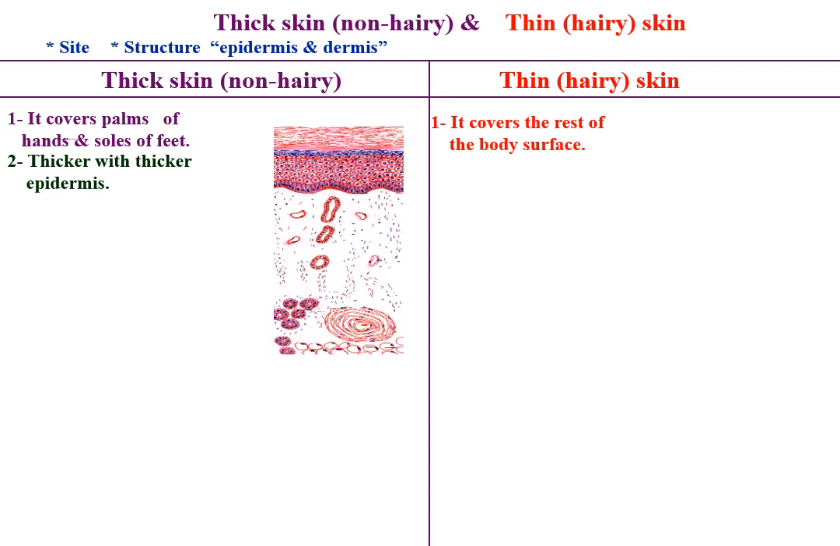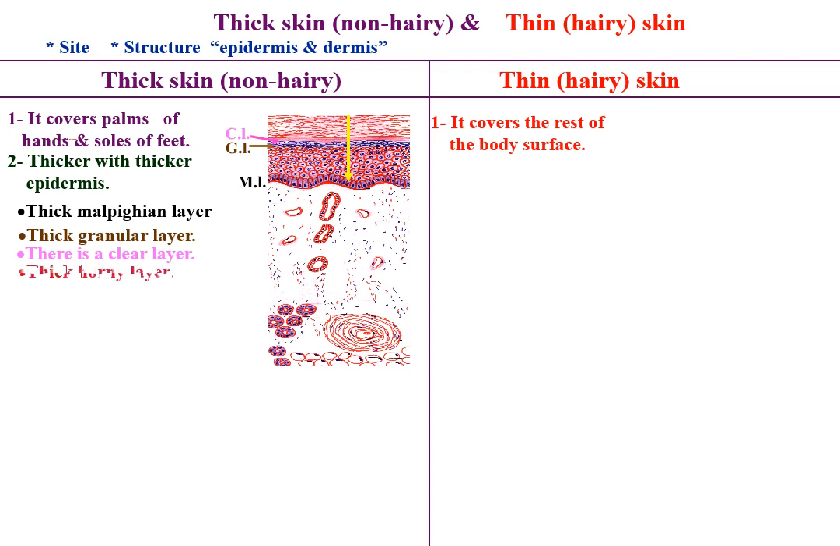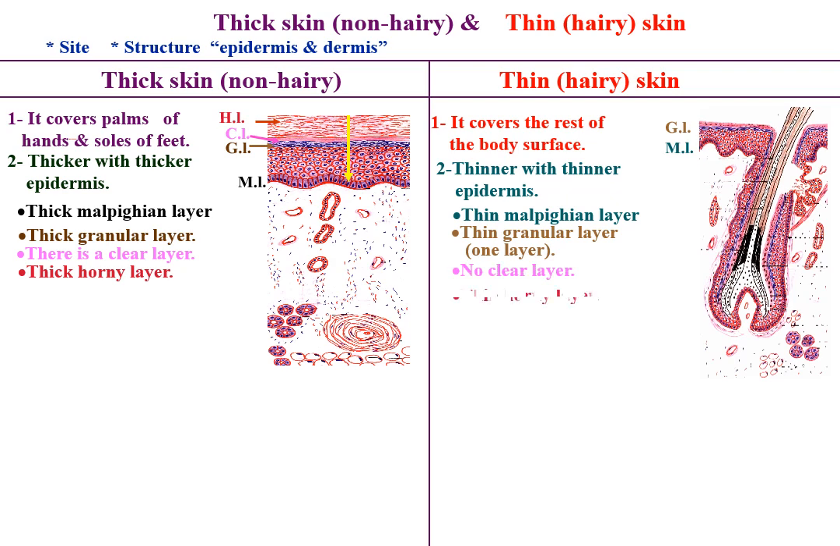Thick skin is thicker with a thicker epidermis. It has a thick malpighian layer, a thick granular layer, there is a clear layer, and it has a thick horny layer. Thin skin is thinner with a thinner epidermis. It has a thin malpighian layer, a thin granular layer that may be one layer thick, no clear layer, and a thin horny layer.